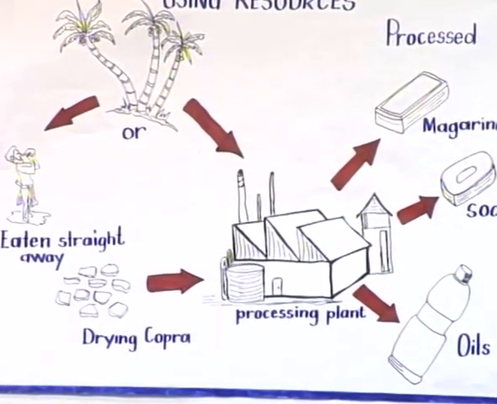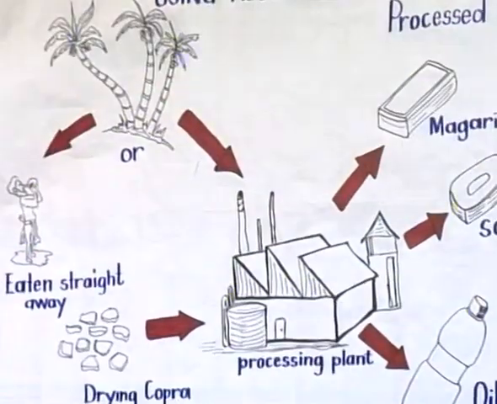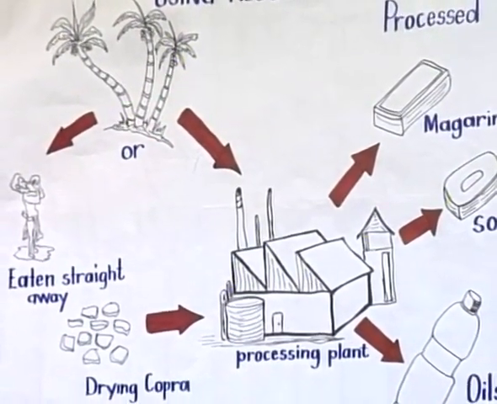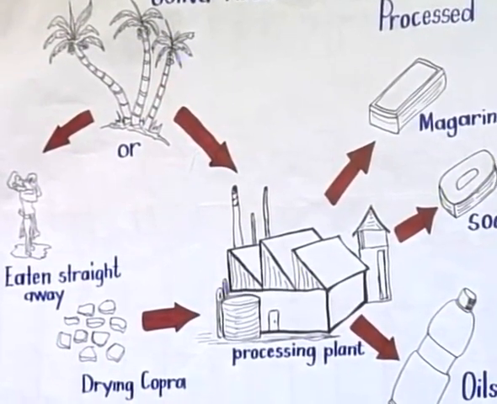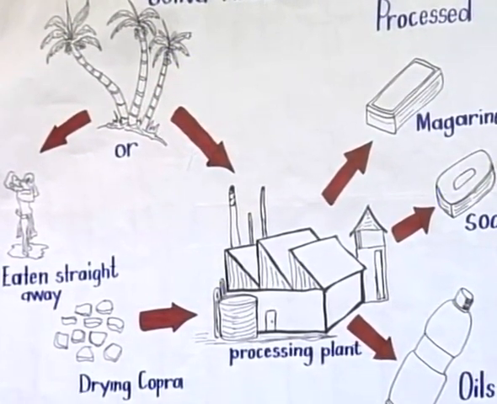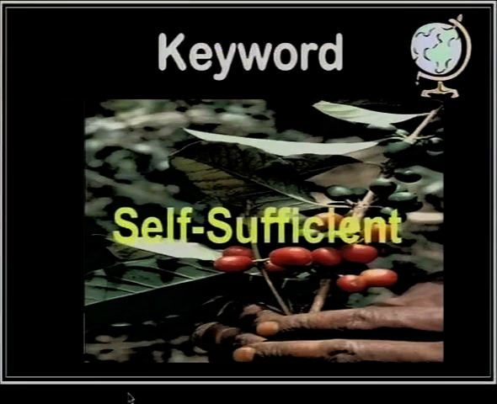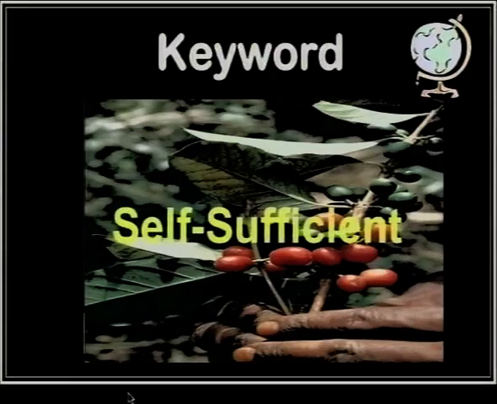In our next lesson, we are going to look at land resource. For today, we looked at how people use their resources. And our keyword for today's lesson is self-sufficient.